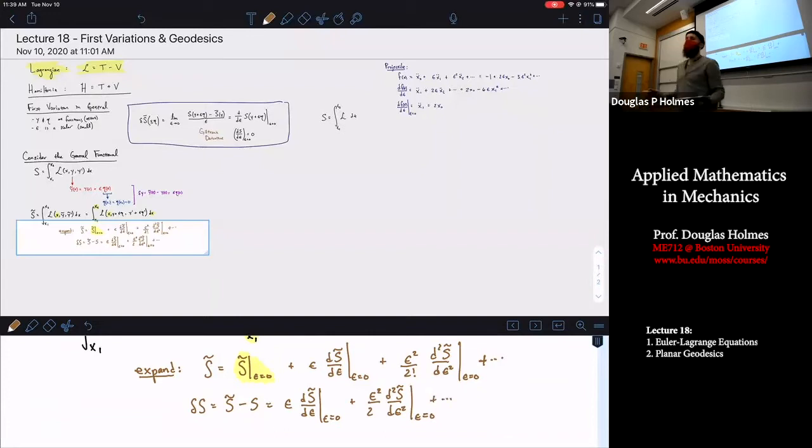Now you might be thinking to yourself, the first variation, we just talked about the Gateau derivative, and it doesn't look like it has this epsilon term out front. What's happening? Well, we're going to set that first variation equal to 0, and so that epsilon is going to be gone when we get to this point up here.